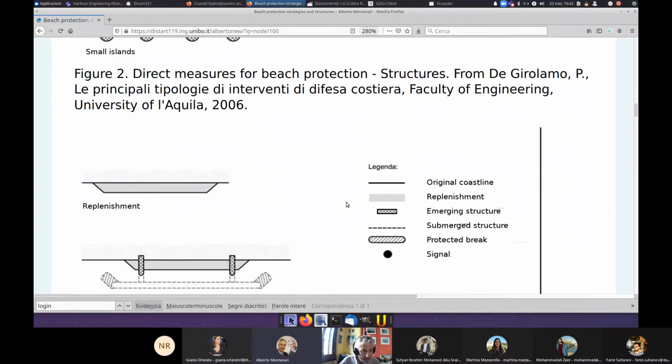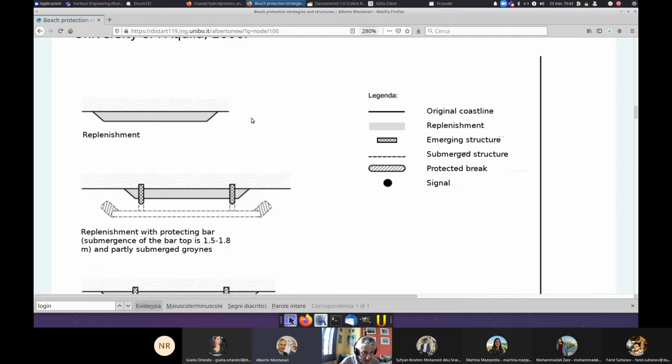Okay, and then let's talk about replenishment. Beach replenishment is just bringing sand there. And as I said, we need to be careful about maintaining this kind of interventions, because of course, if you have a tendency to erode there, if you bring additional sand, then it's going to be eroded.